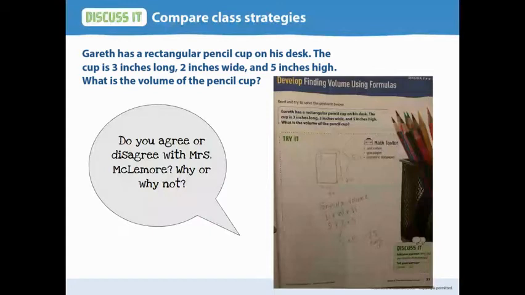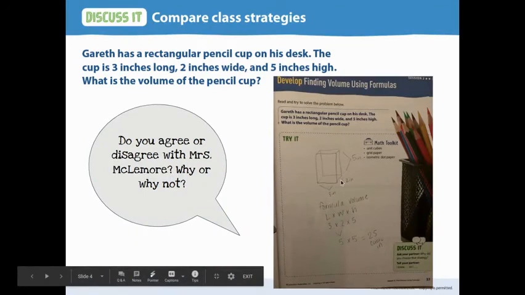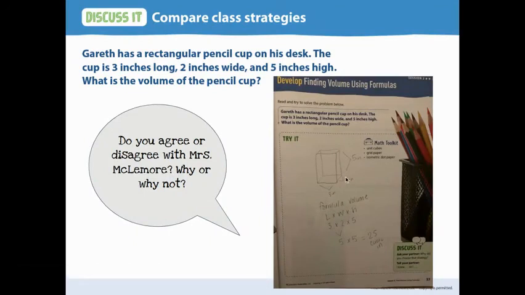I pulled out some important information like the 3 inches long. That's my length. I pulled out 2 inches wide. That would be my width. And then I pulled out 5 inches high, because I think of high as how tall something is. So that would be my height. I thought to myself, my formula is length times width times height from yesterday. I plugged in my numbers to my formula, 3 times 2 times 5, and I got 5 times 5, and I got 25 cubic inches.